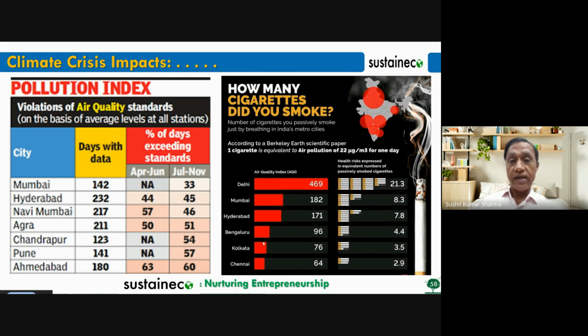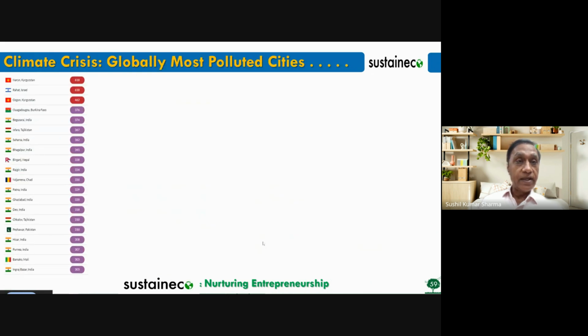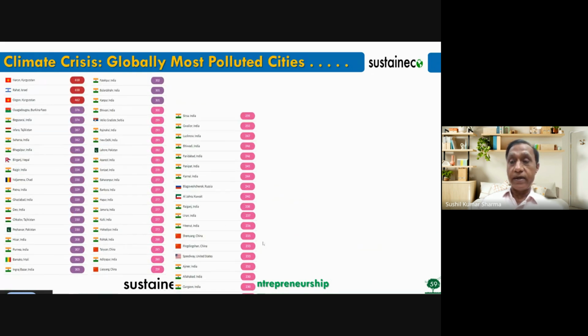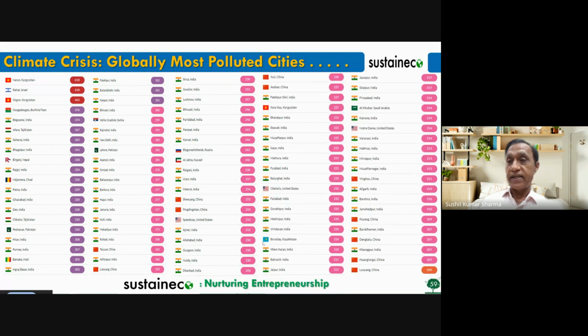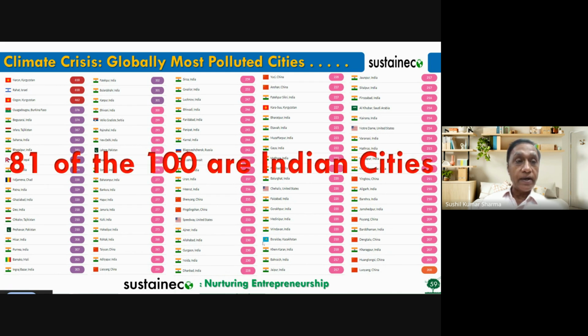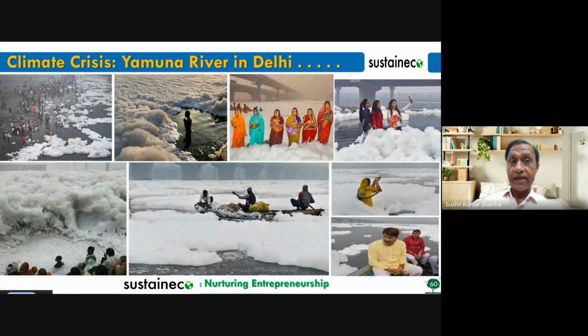This situation varies from city to city, but let me say that globally, out of the 100 most polluted cities here, we find that the tricolor is repeating so frequently. Out of the 100 most polluted cities globally, 81 are our Indian cities. Such a serious situation. So we have seen air pollution, land degradation, and now water pollution.